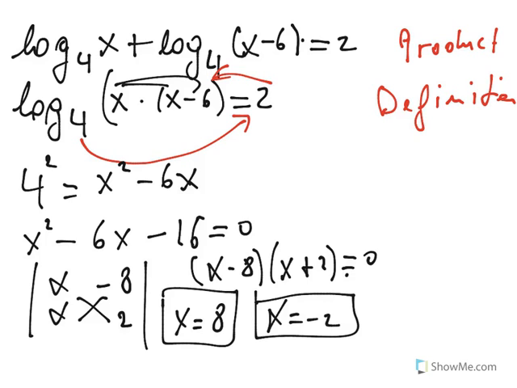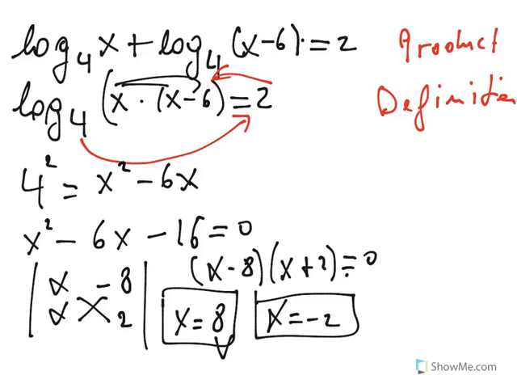Now is the checking time. If I substitute 8 into the original equation, log base 4 of 8 times 8 minus 6 is 2, so 8 is a positive number. Remember, x is supposed to be always greater than 0.